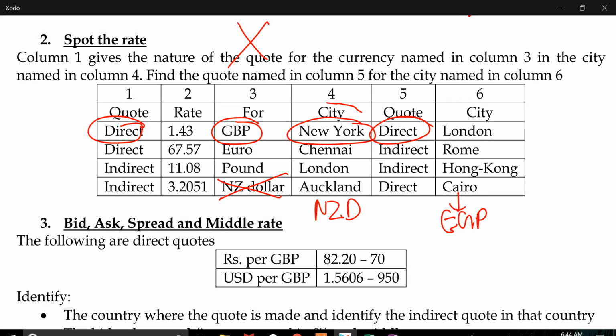What is direct, what is indirect? To cut it short, in a direct quote, home currency will come first. In an indirect quote, foreign currency will come first. So it's an indirect quote in New Zealand. For New Zealand, the foreign currency in this question is EGP. So it's EGP 3.2051 per NZD. Direct quote for Cairo remains the same. Clear? Any doubts on this?